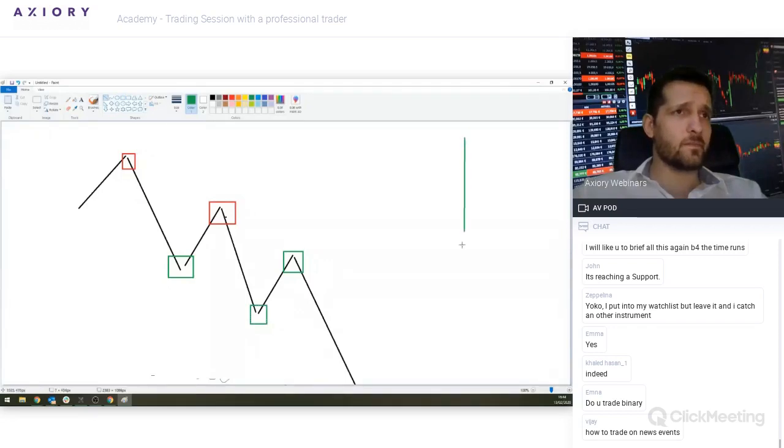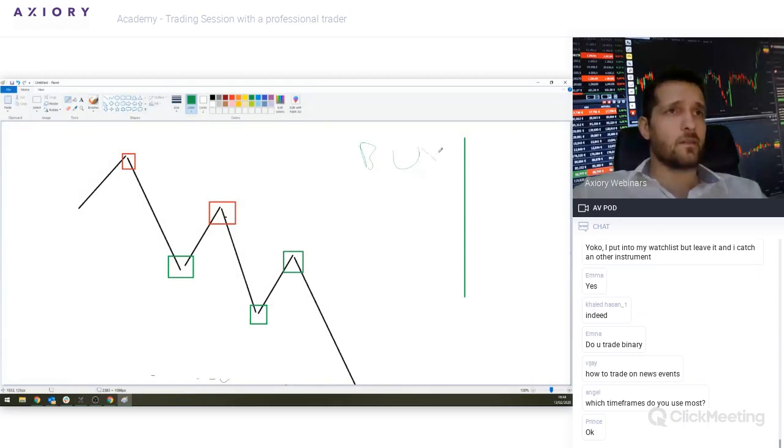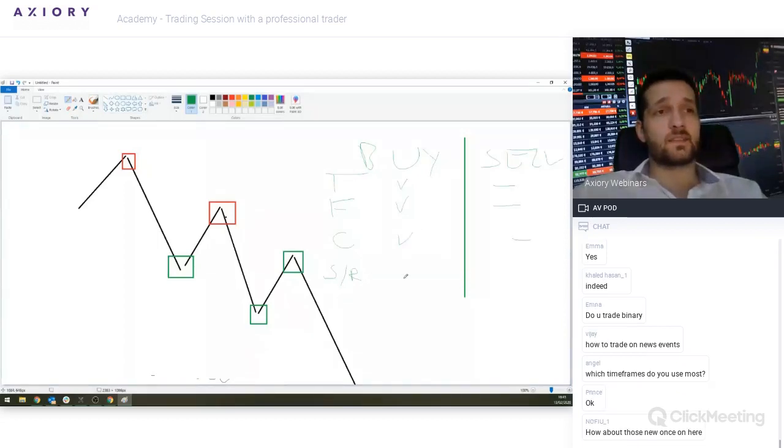My friends, very important thing. You have this table. Buy, sell. Trend, formation, candle, support, resistance. Trend is bullish. Formation is bullish. Candlestick pattern is bullish. Beautiful hammer. Support, resistance, no. What do you do? What do you do in this case?